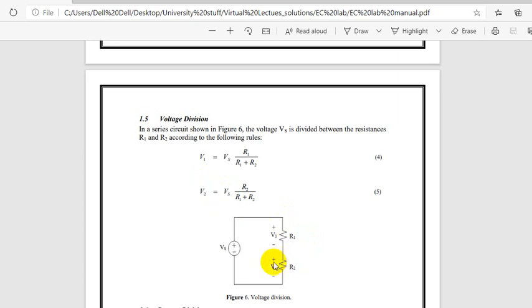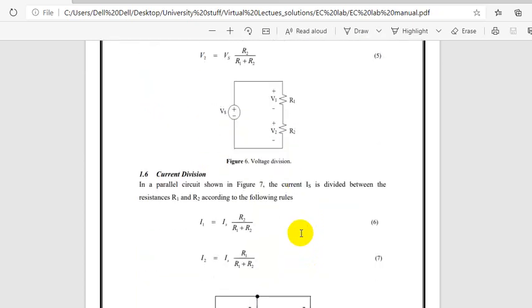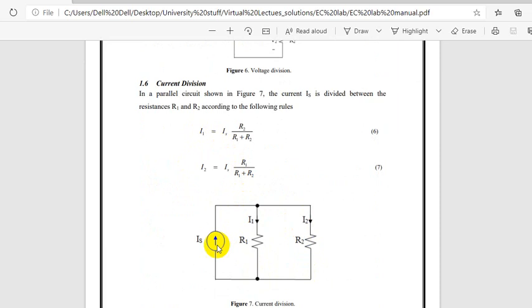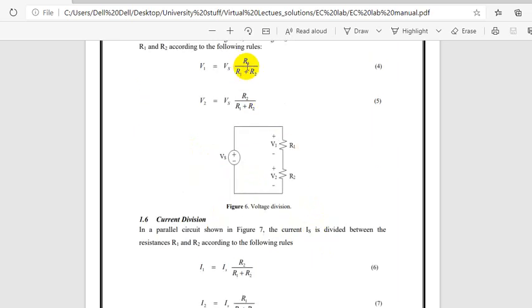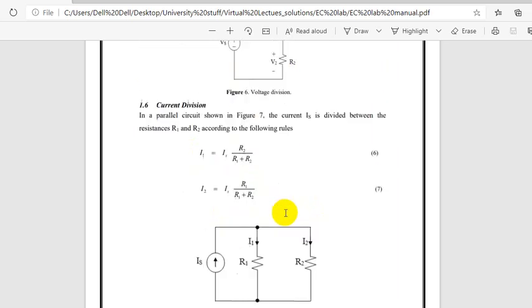V2, so voltage across R2 is Vs into R2 by R1 plus R2, voltage division. Current division works the same way. I1 is equal to I source into R2 by R1 plus R2, and in the same way I2 is Is into R1 by R1 plus R2, wherein here it is the same resistance, here it is the opposite resistance.